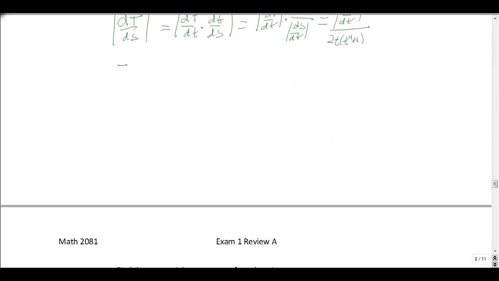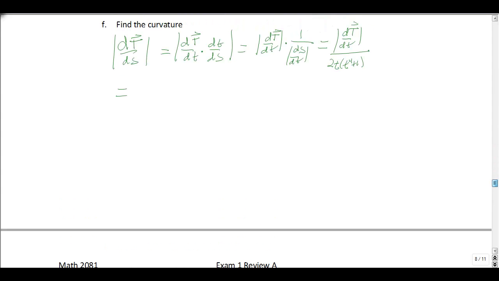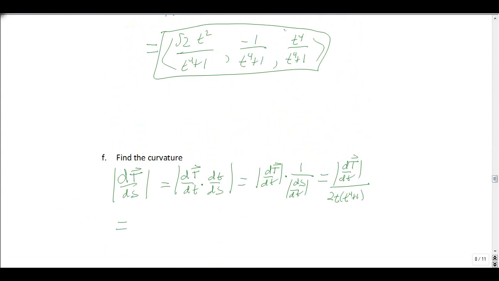And so now we can go and actually find a derivative of our unit tangent vector. So here's our unit tangent vector. So when you do a derivative, I'm going to write the 1 over 2t times the square root of t to the 4th plus 1 on the outside, and then do this derivative. So I'm going to do quotient rule on the first component. So I get the bottom times the derivative of the top minus the top times the derivative of the bottom all over the bottom squared.